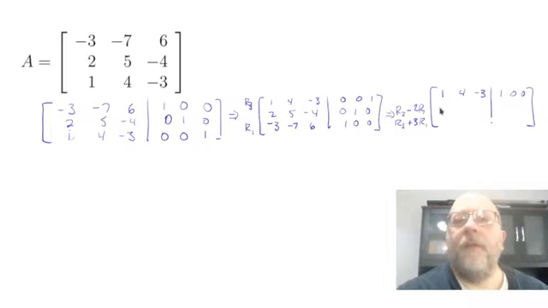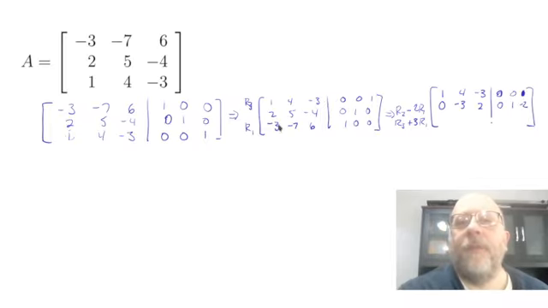See how this works, okay? So 2 minus 2 is 0. 5 minus 8 is negative 3. Negative 4 plus 6 is 2. This should have been 0, 0, 1, sorry. I've switched rows here. 0 minus 0 is still 0. 1 minus 0 is still 1. 0 minus 2 is negative 2.